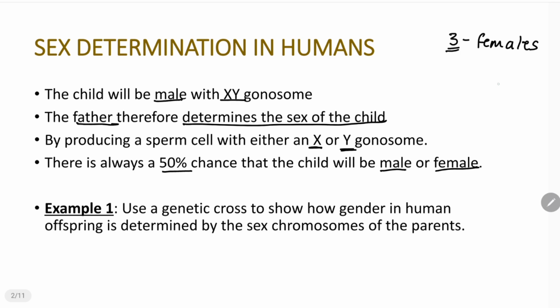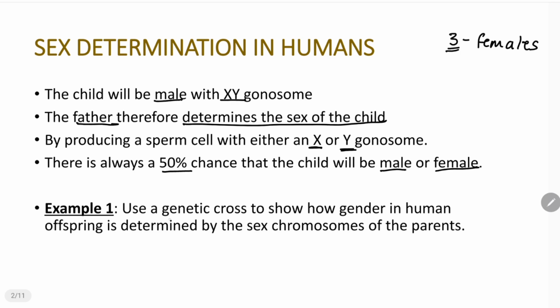And the question asks, what is the chance that the child that is going to be born is either male or female? The chance that the baby is going to be male or female will always be 50%. It doesn't matter how many male children or how many female children have been born in that family. The chance will always be 50%. And we're going to show that by means of a genetic cross, right? So let's look at example number 1.